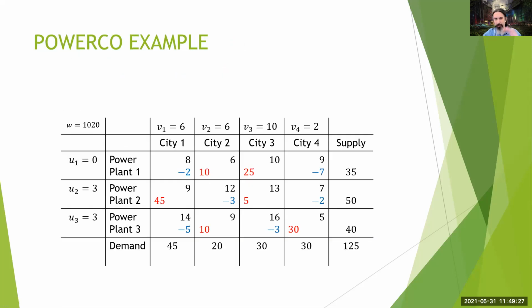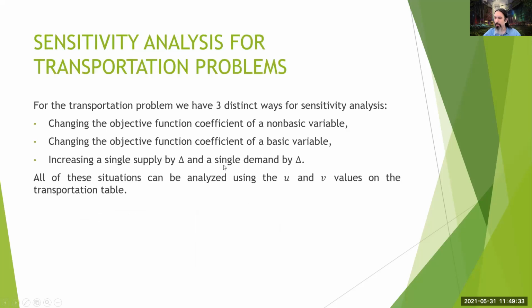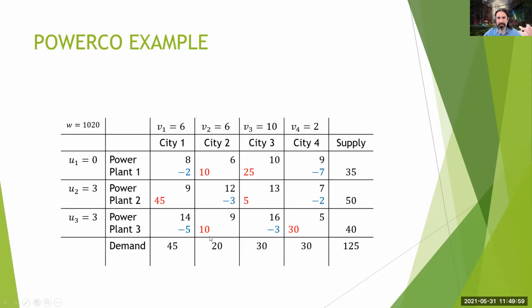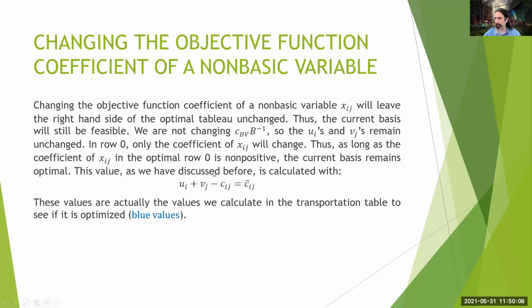It's almost the same thing as the normal simplex, but still there are a few quirks, a few, let's say, different things that we can use over here. Now, first things first, changing the objective function coefficient of a non-basic variable. This is something we already know. And changing the objective function coefficient of a basic variable, this one we will have to go over. And increasing a single supply by theta or delta or whatever by delta, and a single demand by delta. Now, you can increase supply or a demand by itself, but it would imbalance the model. You don't want an imbalanced model, so you have to increase the supply and demand at the same time. We'll get there when we are going over that.